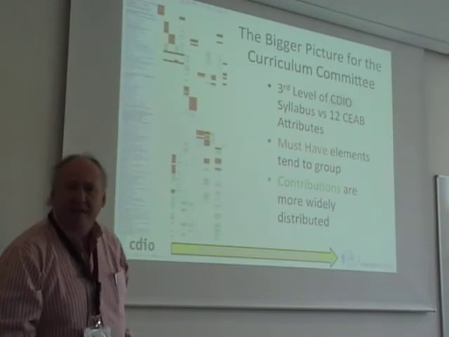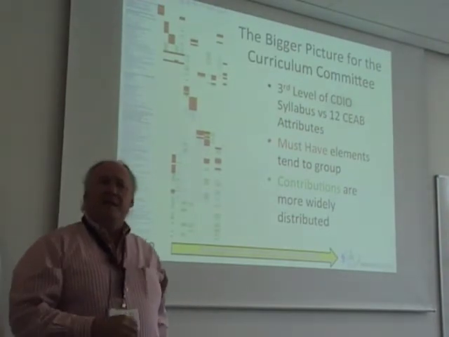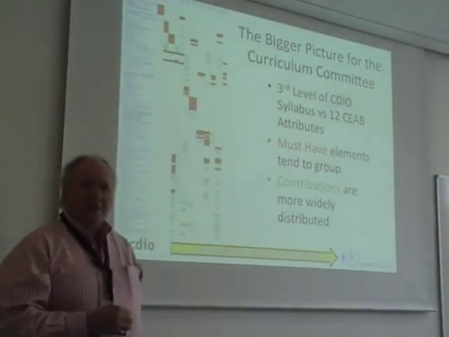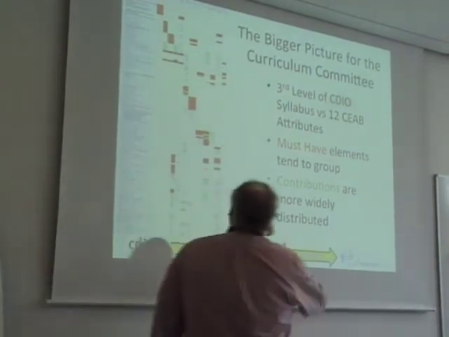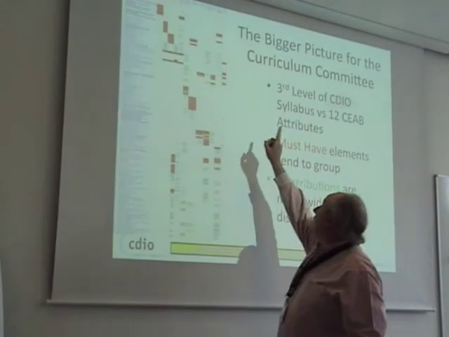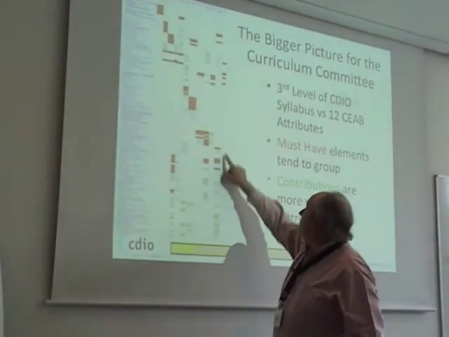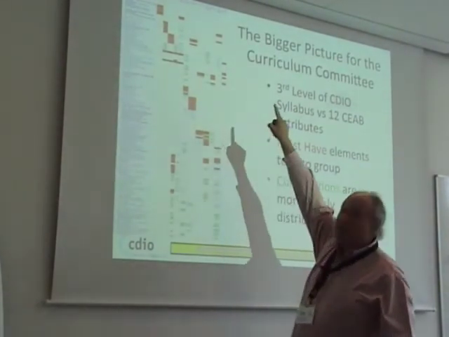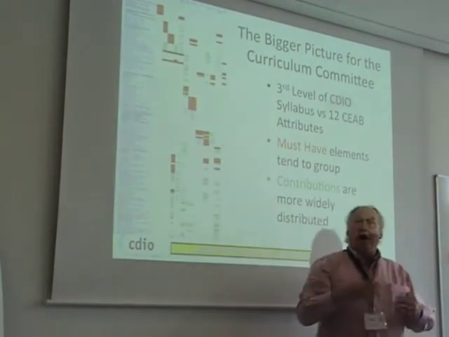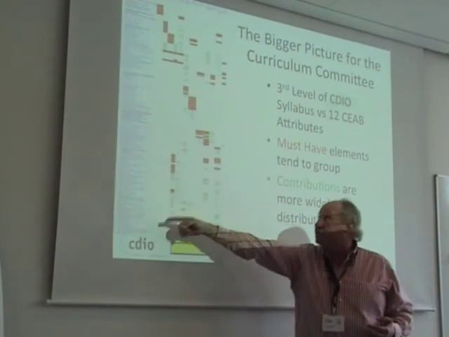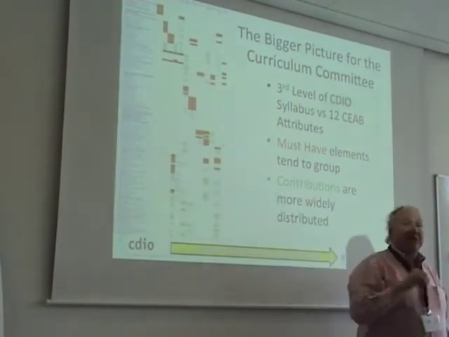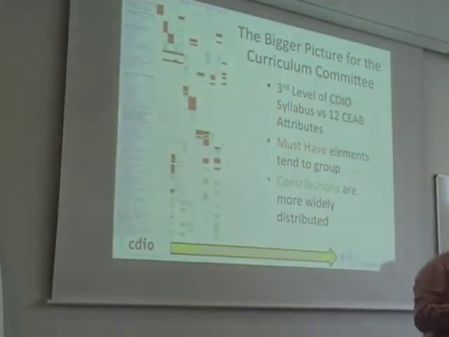Rick, when you say must have, you mean as in this item on the left side must be present in order to satisfy the item at the top? Yes, I'm saying the forward mapping up here, lifelong learning, the ones in red here are the ones that you must have some evidence from the CDIO elements identified in this list in order to meet the lifelong learning attribute.